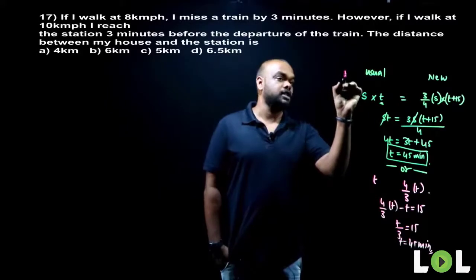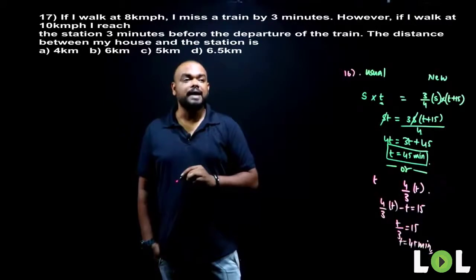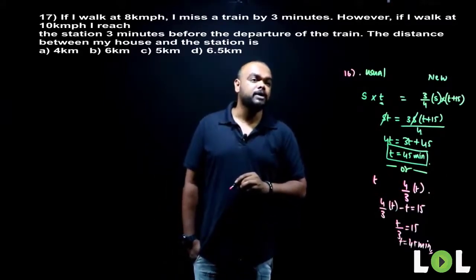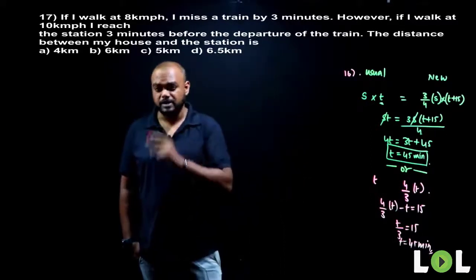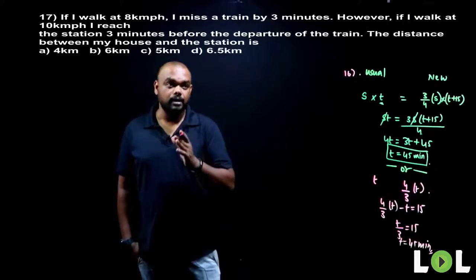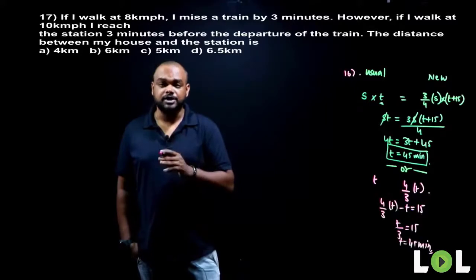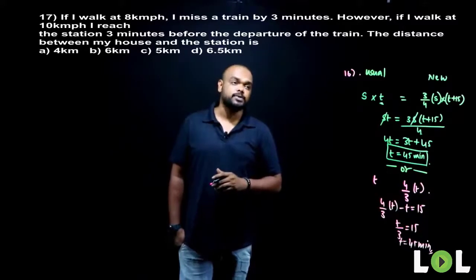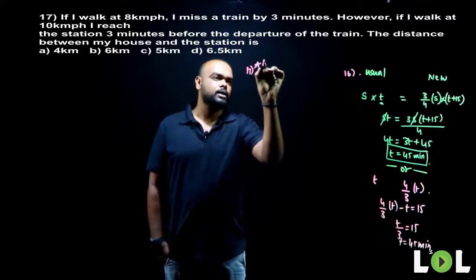This is question number 16. 17. If I walk at 8 km per hour, I miss a train by 3 minutes. However, if I walk at 10 km per hour, I reach the station 3 minutes before the departure of the train. The distance between my house and the station is? What is it telling? If I walk at 8 km per hour, I'll miss my train by 3 minutes. However, if I walk at 10 km per hour, I reach the station 3 minutes before the departure of the train. This is a signature question, people. Very famous question.